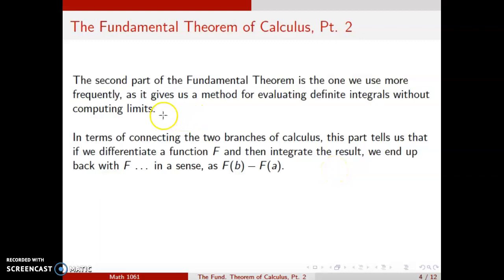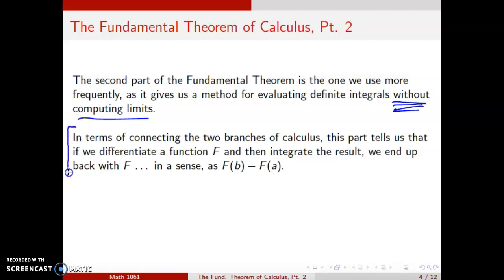So the second part of the fundamental theorem is the one we use more frequently compared to the first, and it gives us a method for evaluating definite integrals without computing limits. That's the big thing. That's the awesome part. So we don't have to mess with limits. Again, think back to the derivative stuff when you learned these rules, power rule, quotient rule, all this stuff. You didn't have to do it by definition. It's an analogous situation here.